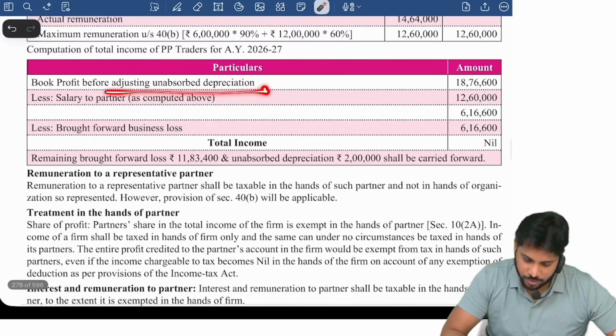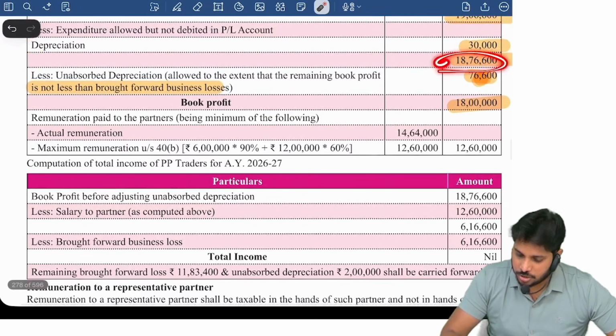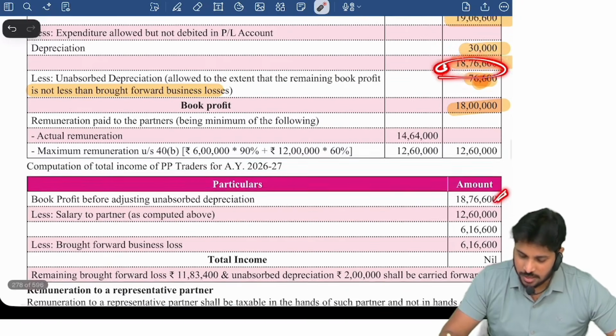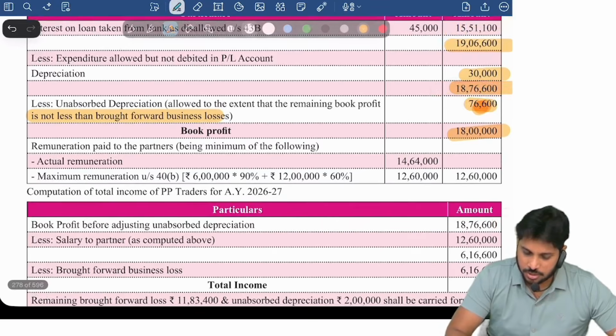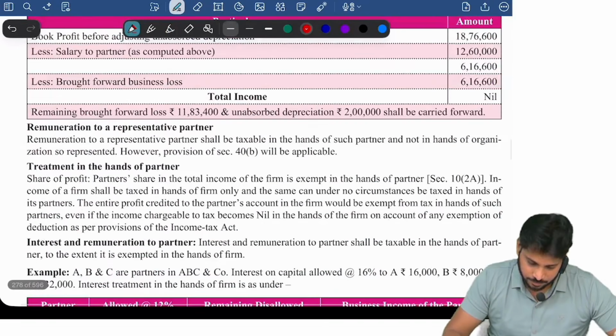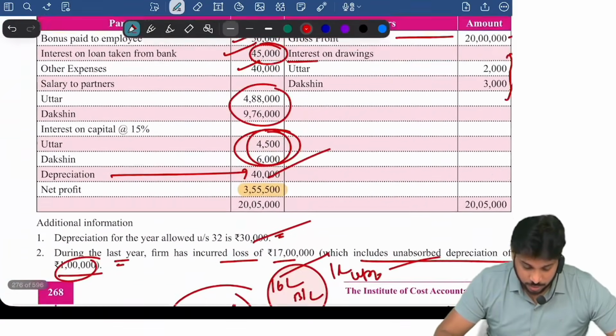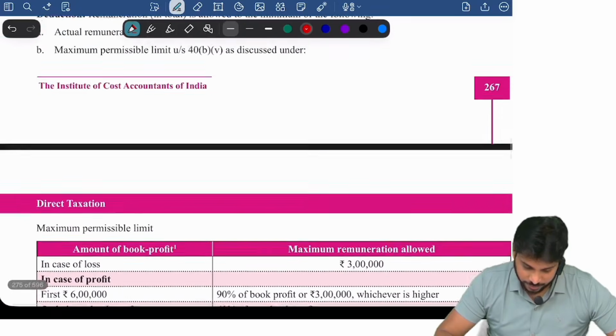Book profit before unabsorbed, no? Here it is correct only. That is correct only, they took. Okay, this should be 2 lakhs, not 76. This should be 2 lakh. We'll see, is there any note point why they took that kind of adjustment?